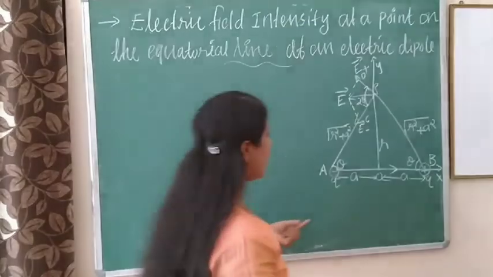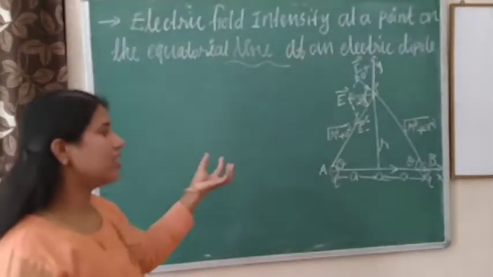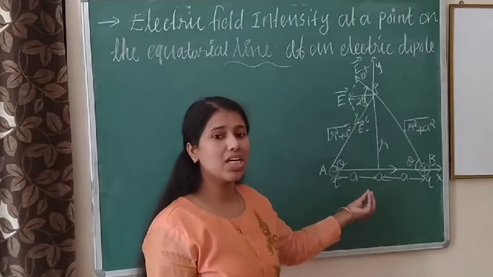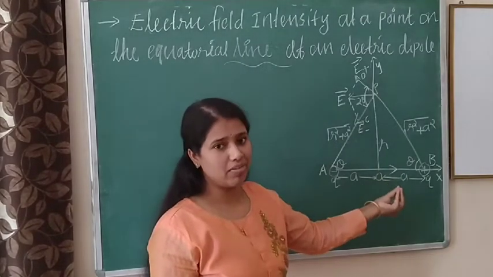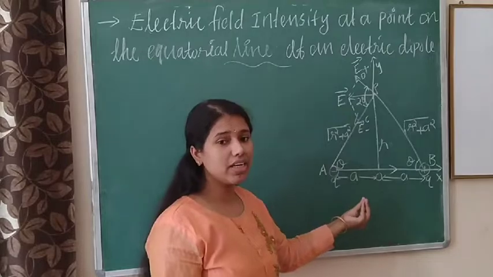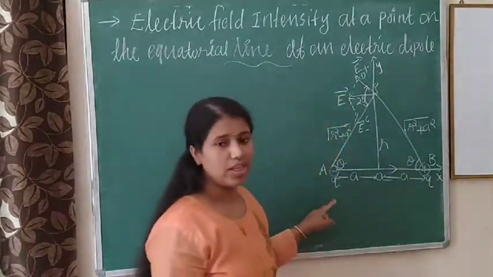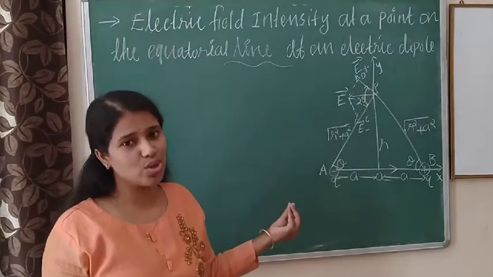Okay. Then we have already discussed that the number of charges is equal to the number of electric fields. Here how many charges are there? Two charges. Here is plus Q, here is minus Q. Then the electric fields are also two.